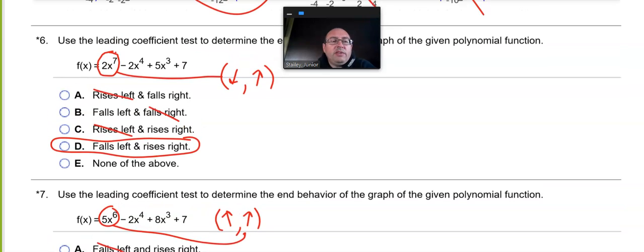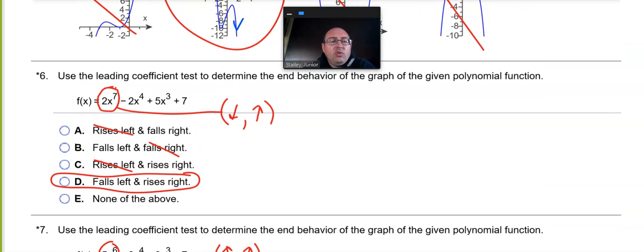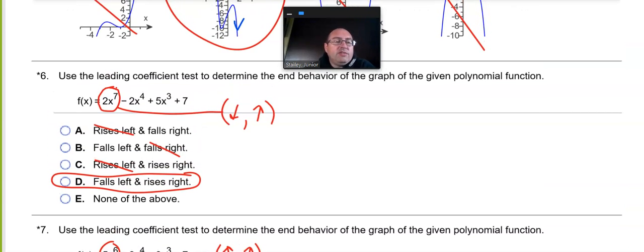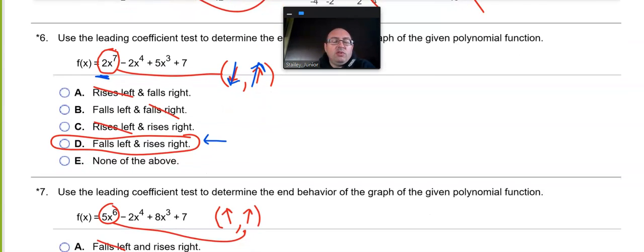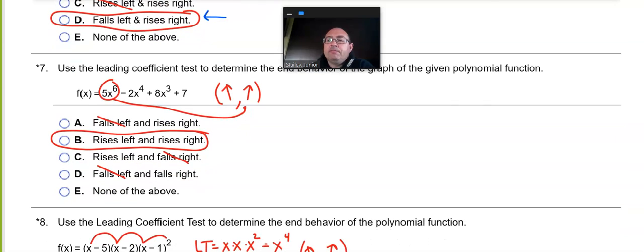2x to the 7th, so we're not given a picture here. We just got to use our brain. Positive 2 is the leading coefficient, which means that the right end behavior is up. Odd degree of 7 means the left has to be opposite, and the only one that matches that, you'll see that I crossed off ones that were not matching, but I do see falls on the left and rises on the right. Okay, it's another way to do it, like my arrows.